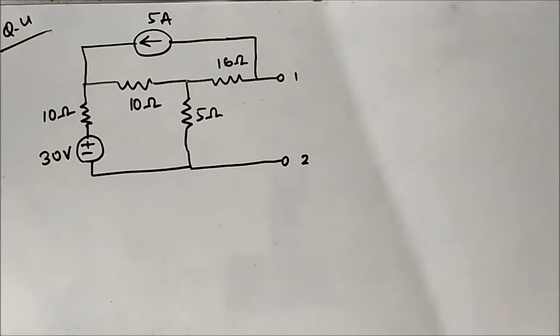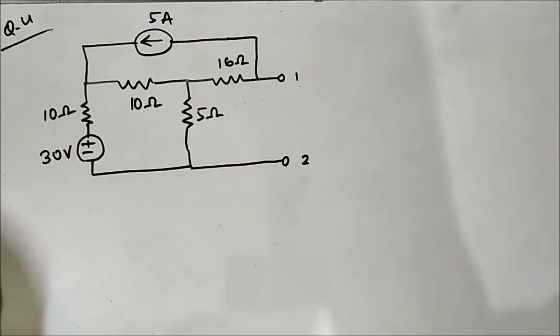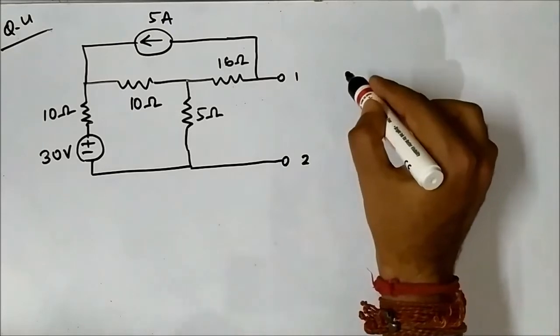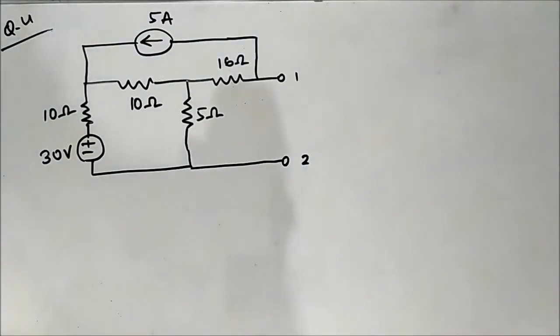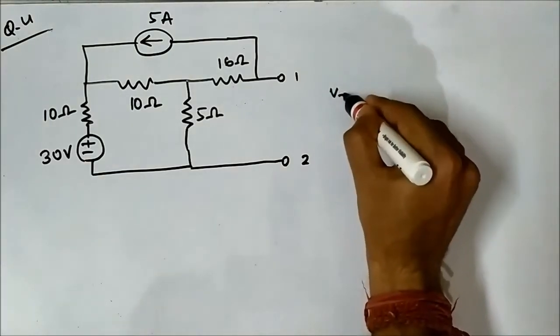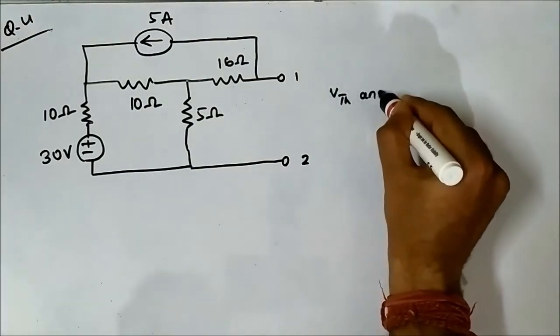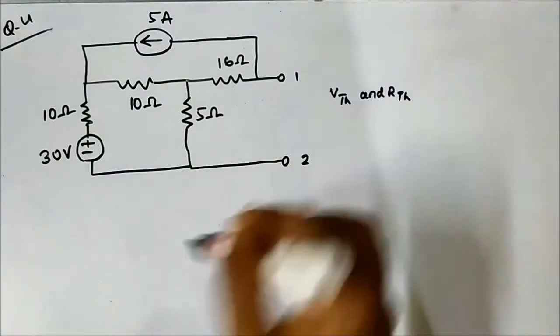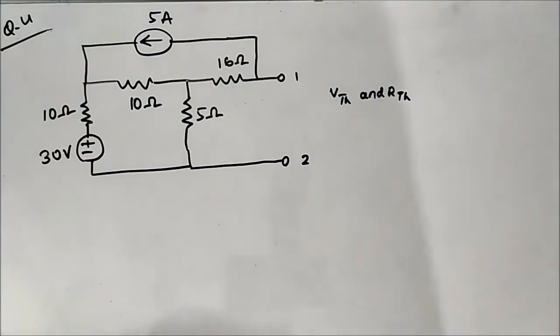So we are going to discuss the fourth question related to the application of Thevenin theorem to electrical circuits. This is the circuit that we have, and we have been asked to find the Thevenin equivalent circuit across the points 1 and 2, VTH and RTH. We have to find them across these 2 points. So first we'll find VTH and then RTH.